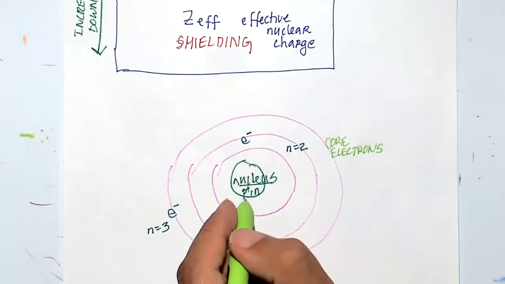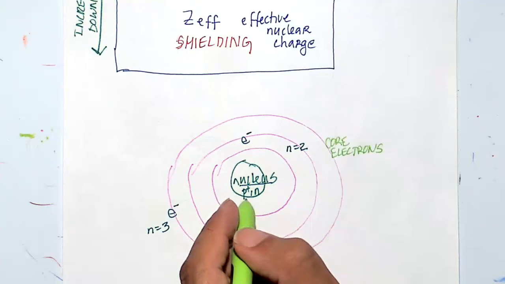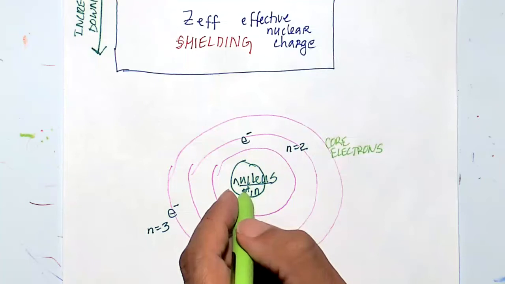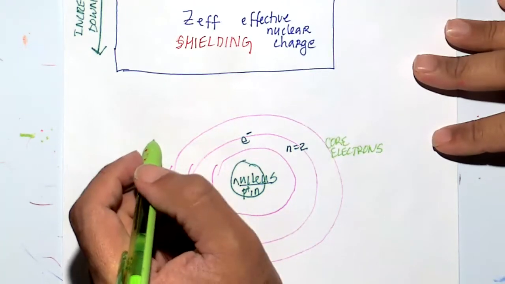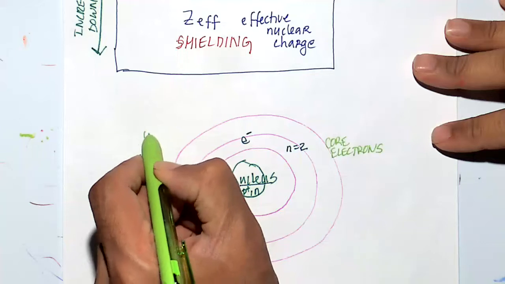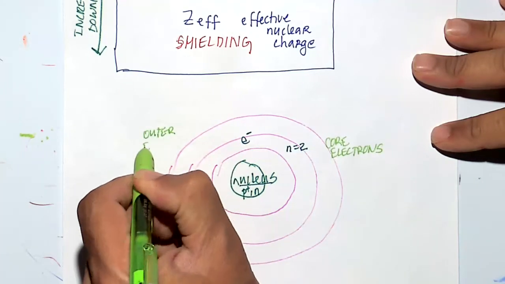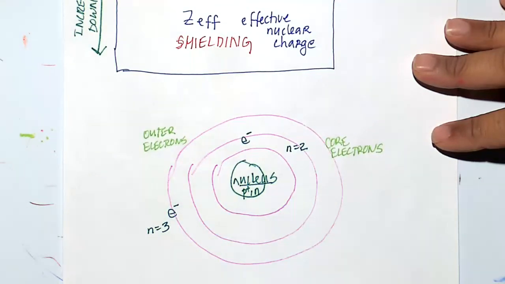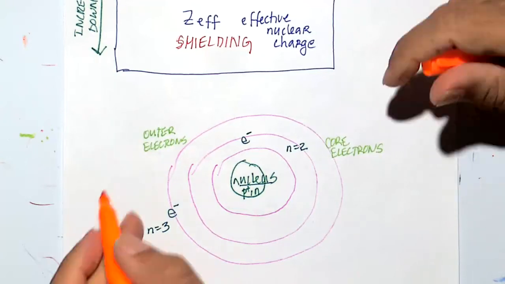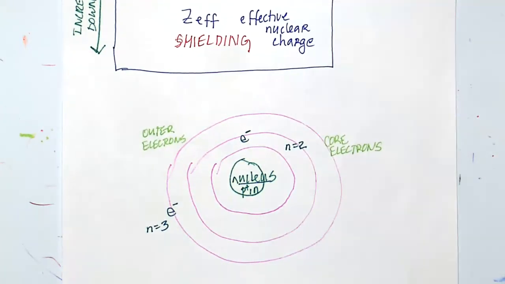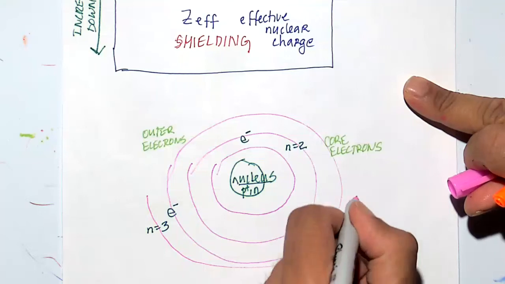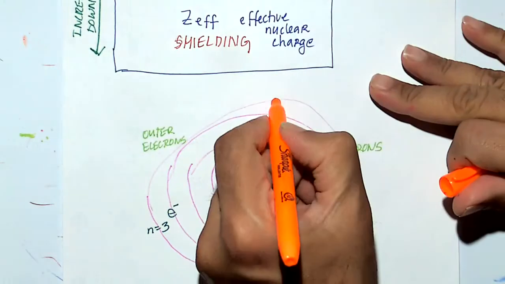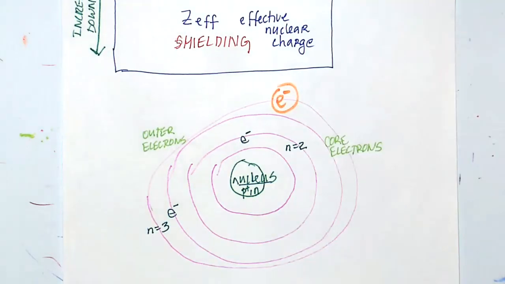The outer electrons would be where Eric is sitting and the students behind him. Those would be called outer electrons. Those are the ones mostly available for bonding. So we have core electrons and we have outer electrons. So let's have an orange electron here. That would be an example of an outer electron.